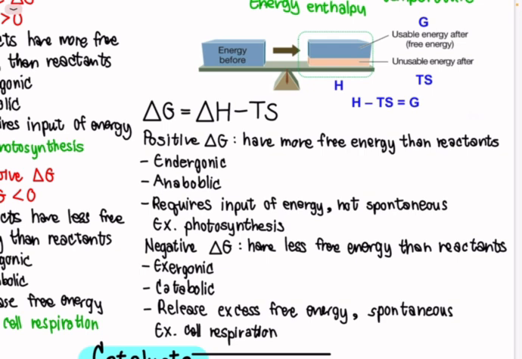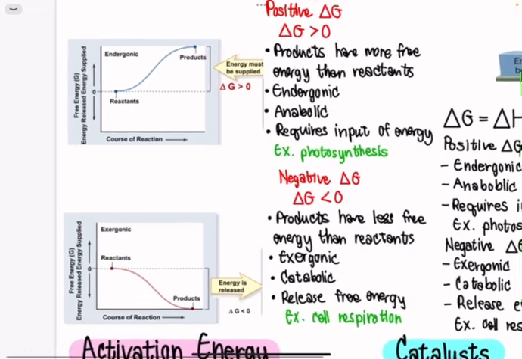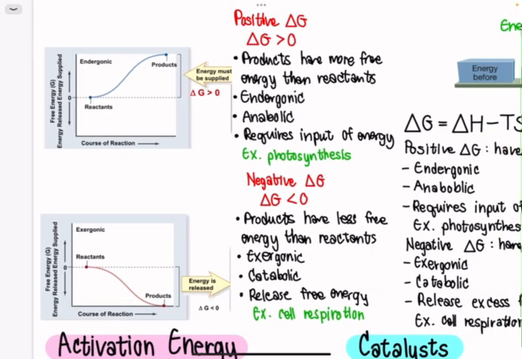Positive delta G: products have more free energy than reactants, endergonic and anabolic, requires input of energy, not spontaneous. For example, photosynthesis. Negative delta G: products have less free energy than reactants, exergonic and catabolic, releases excess free energy, spontaneous. For example, cell respiration. This is a picture of positive delta G and negative delta G.